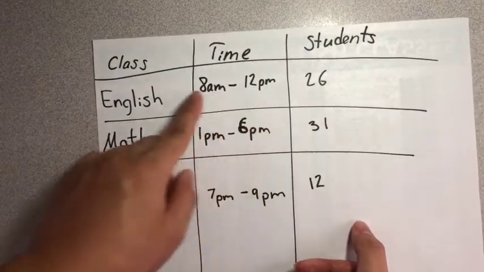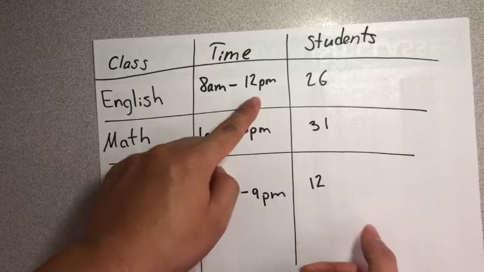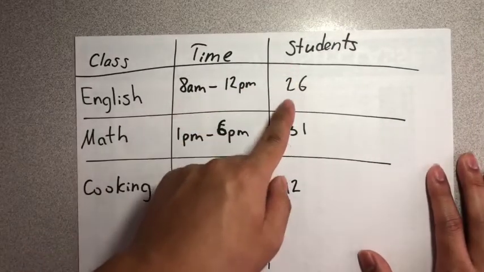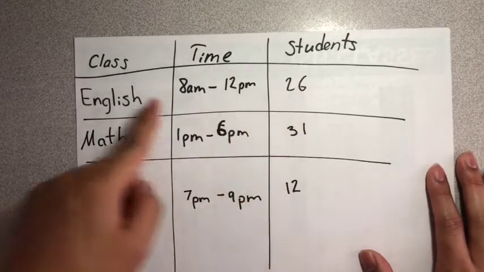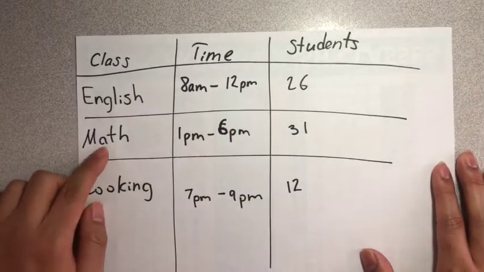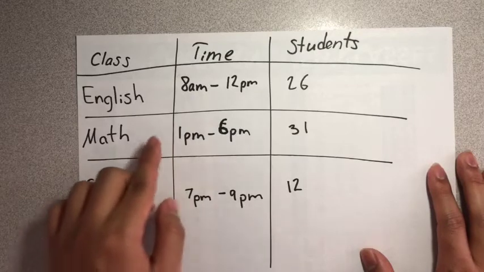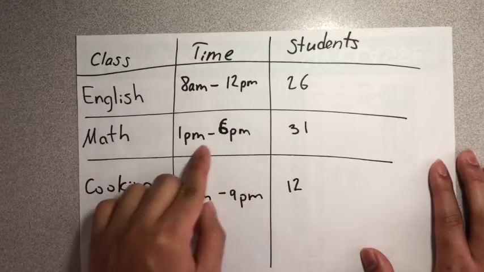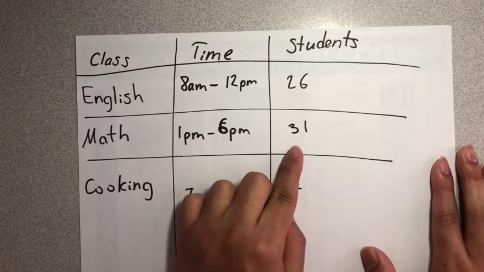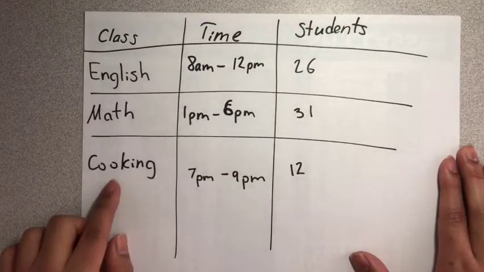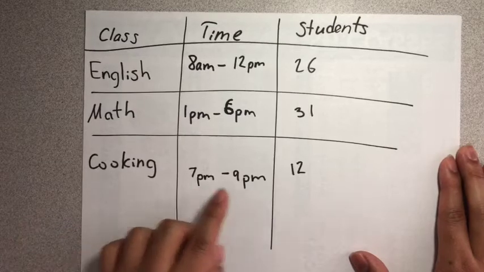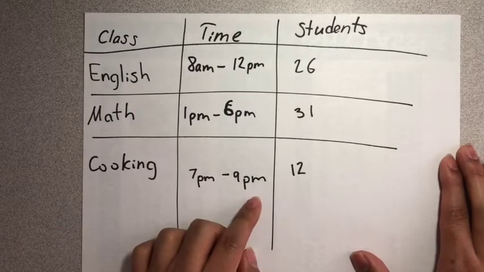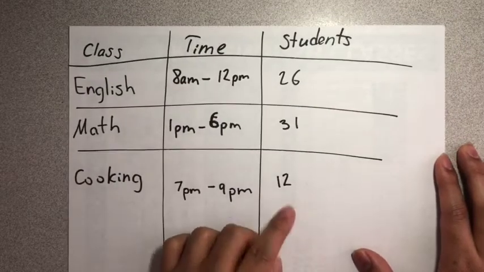So English class is 4 hours long. From 8 to 12 is 4 hours long. The number of students is 26. There are 26 students in English class. Math class is from 1 p.m. to 6 p.m. That's 5 hours, and there are 31 students. The cooking class is from 7 p.m. to 9 p.m. From 7 p.m. to 9 p.m. is 2 hours. And how many students are there? There are 12 students.